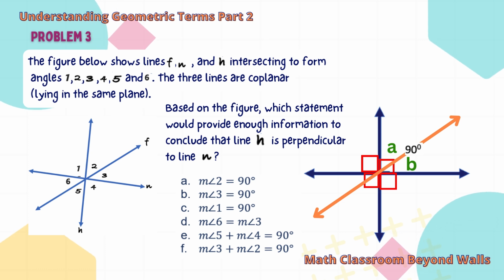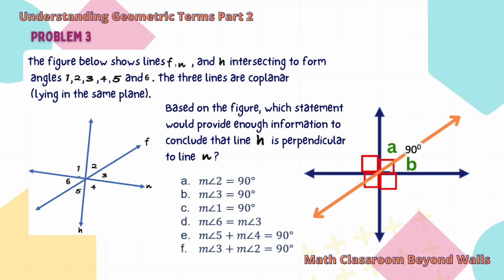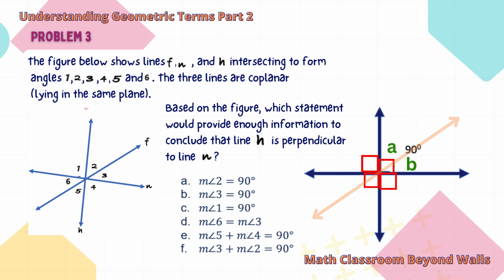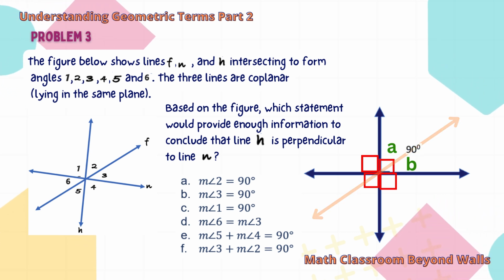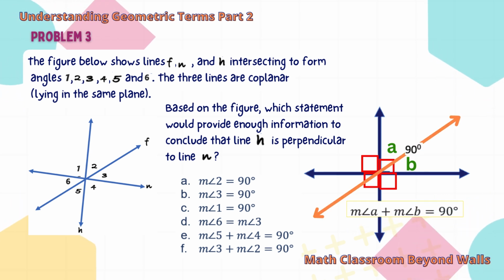Before adding another line, the angle's measure was 90 degrees. When the 90-degree angle was divided into two parts, the sum of the two parts must be 90 degrees. We write it as, and we read it as, the measure of angle A plus the measure of angle B equals 90 degrees.